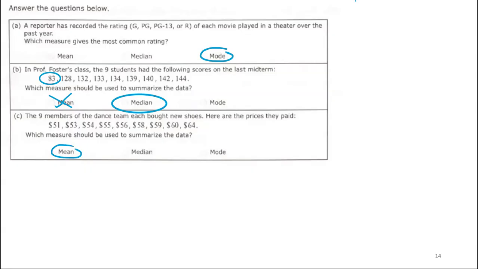So for part B here, as I already mentioned, whenever you have an outlier, the number that's way out there, you never want to pick the mean because it's going to skew the data. You always want to pick the median. And then for part C, there's no number that's occurring the most. Everything is represented equally, so you just take the average of these numbers. So the best representation of this one will be the mean.